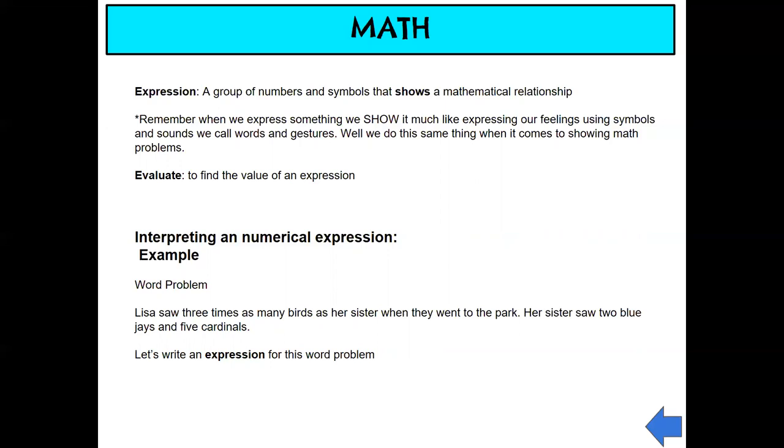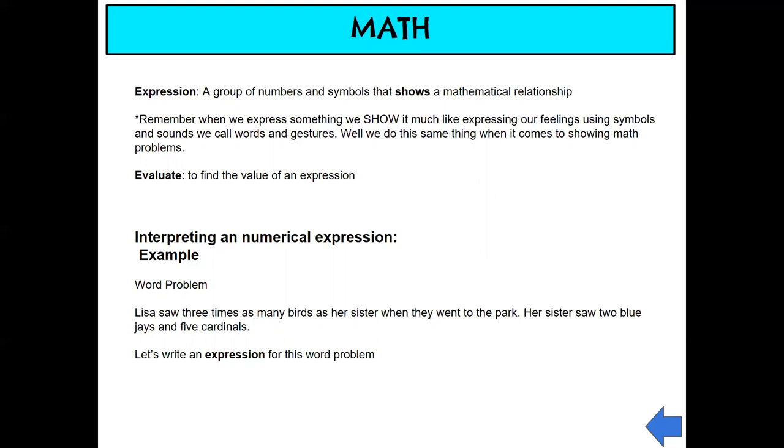Okay? So let's have an example. This is an example of interpreting a numerical expression. This is before we even evaluate. So we're not ready to really evaluate and solve or find the value in anything until we can break down the word problem and form a numerical expression that shows what operation or what order of operation we need to do, or path we need to take, in order to really solve this problem.